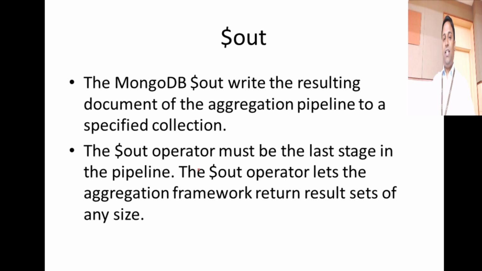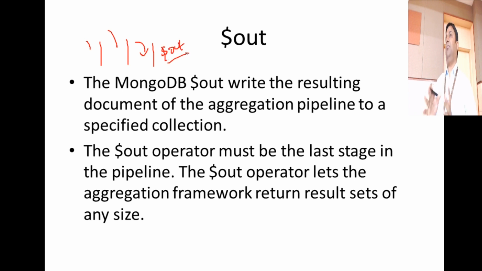We'll take a look at the next interesting simple stage, $out. Say at every stage I'm filtering records. Maybe in the next stage I'm projecting certain fields, and in the next stage I'm grouping. Finally, I will use $out. This is the final stage in your aggregation pipeline. It will write the results to a collection. So I want to write all the results that I get after grouping to a collection. I can do that using $out.